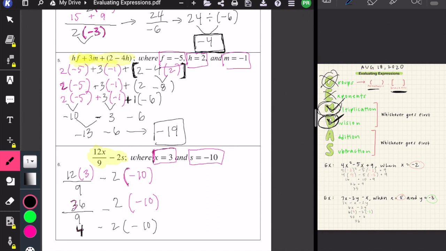Oh, but look, I think we have to revisit the multiplication, right? We got to go back to multiplication because we see that -2 and -10 are being multiplied. They're right next to each other. There's no plus or minus in between them, so we have to multiply. Bring down the 4. Then we have right here, -2 times -10 is +20. And then 4 plus 20, that simplifies to 24. Okay, that's our simplified expression.